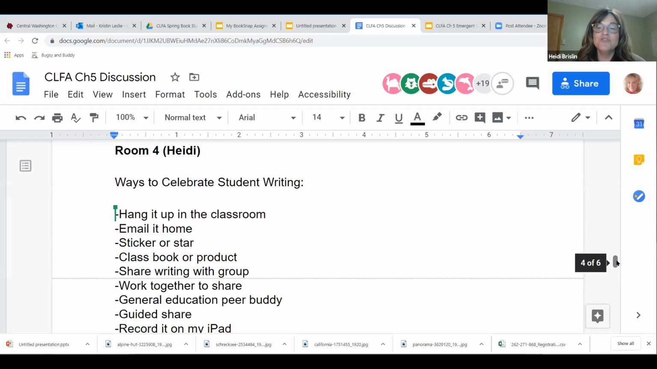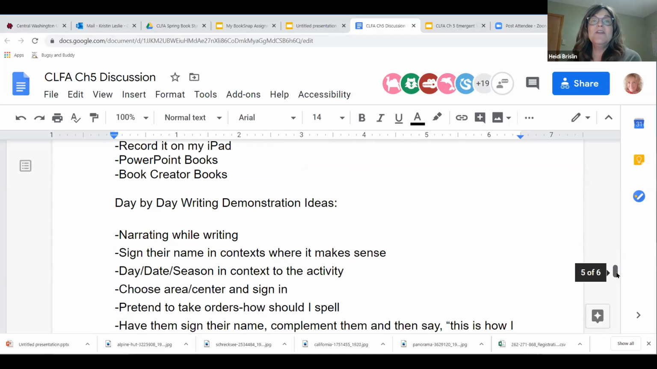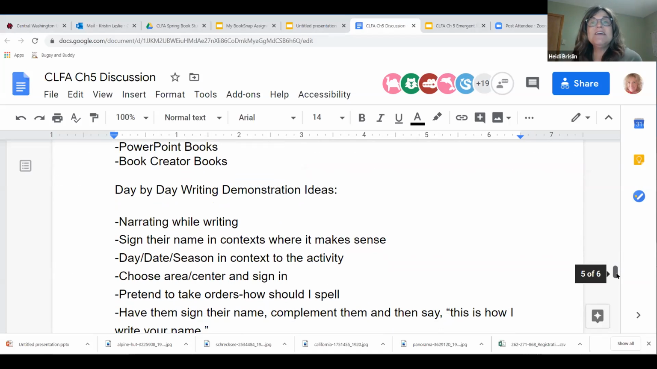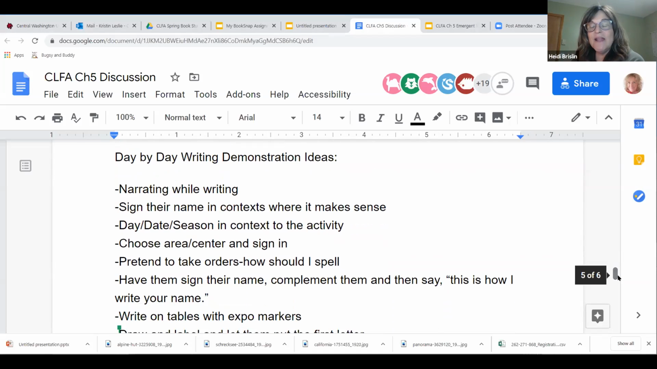Again, talking a little about sharing with the group and then working together as buddies, either two peers working together to create something, whether it's in the special ed classroom or having a gen ed peer. Again, recording things on an iPad and then creating books that you publish with Google Slides, PowerPoint, or Book Creator. And some of the ways to demonstrate day by day is narrating while you're writing. As you're spelling the word, talk about the letters and the sound, and ask them what I should write next, asking them for input.